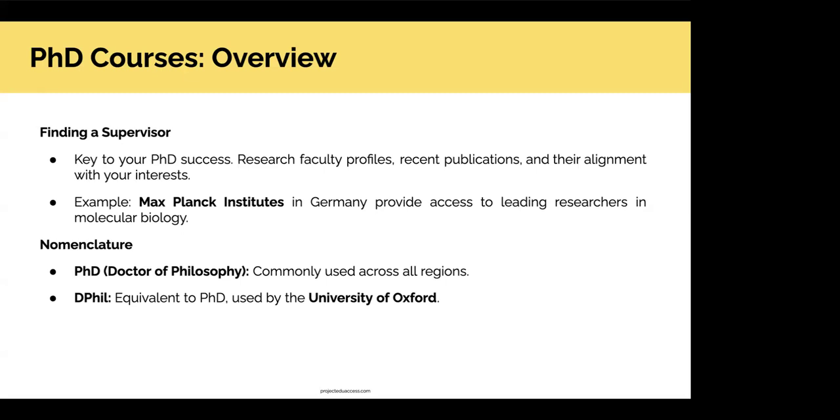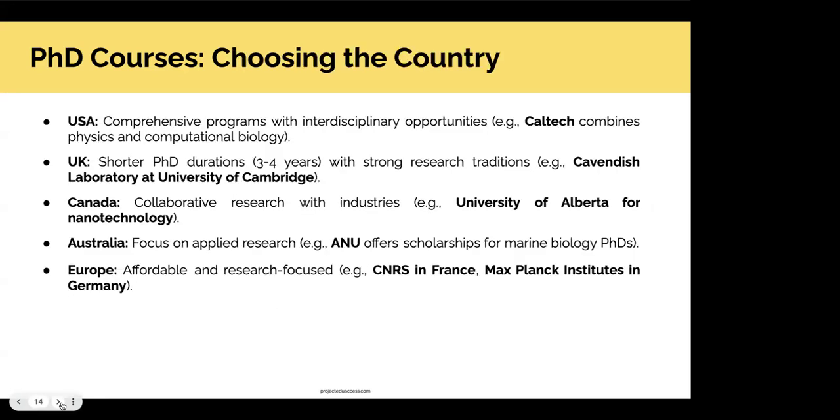Nomenclature would be PhD, that is Doctor of Philosophy, in any of the fields that you have, or a DPhil, which is equivalent to PhD. It is provided by University of Oxford. I don't think any US university provides DPhil, honestly, at least not for chemistry. Can we move forward? Okay.